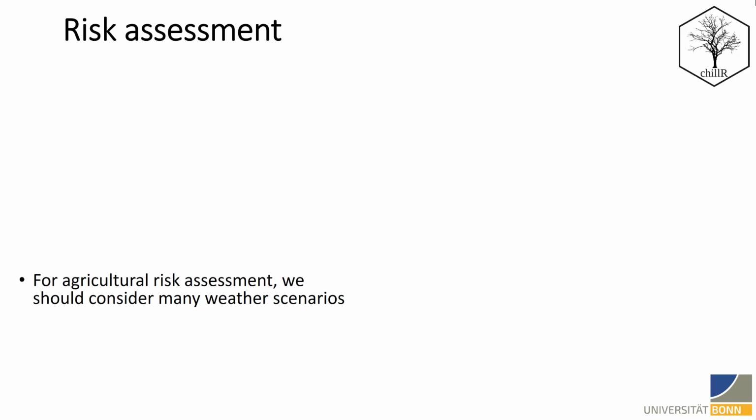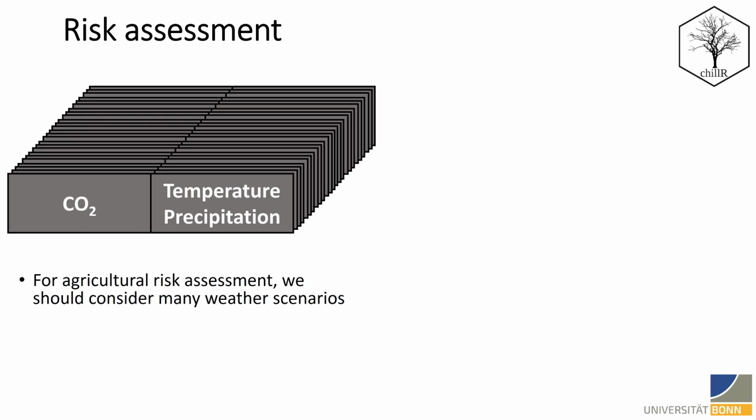And in agriculture, it may even be more complicated than what we've seen so far. Because agriculture, managing an agricultural system, managing a farm, is largely about risk assessment, and especially when it comes to tree crops, and we'll get to that later in this module. And for agricultural risk assessment, we should consider many weather scenarios.